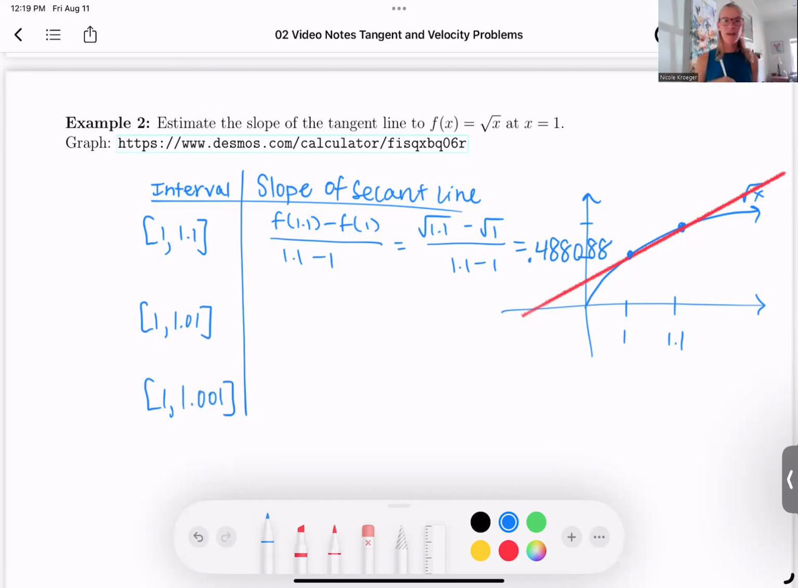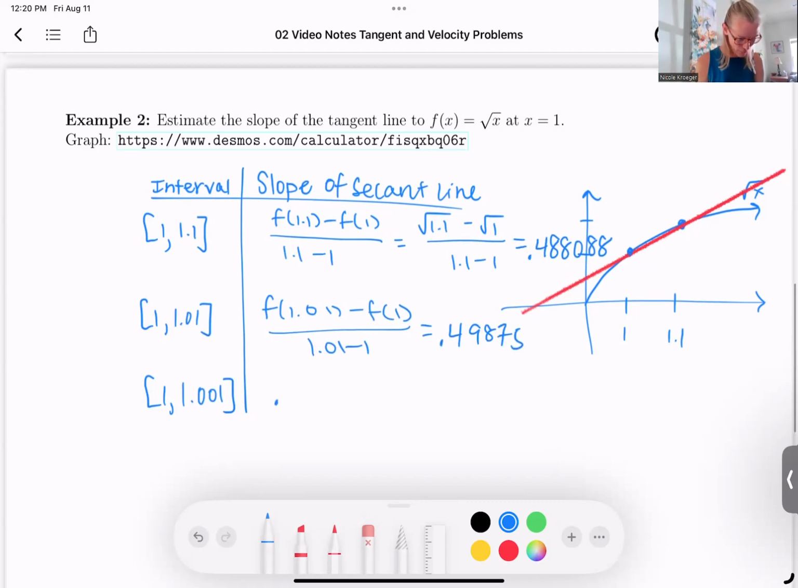1.001. When I find the slope of those secant lines, so now find the slope of the secant line just like you did in the previous problem. So we'll do f of 1.01 minus f of 1 over 1.01 minus 1. Okay, plug those into your calculator, remembering our function is square root of x, and we get 0.49875. And see if you can calculate the last one on your own. Actually do the calculation. I get 0.499875. Okay, so these are a bunch of secant line slopes.